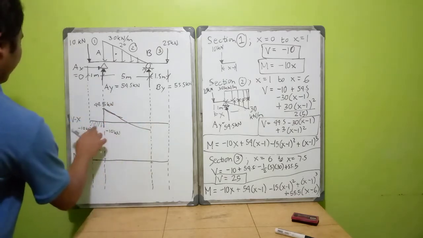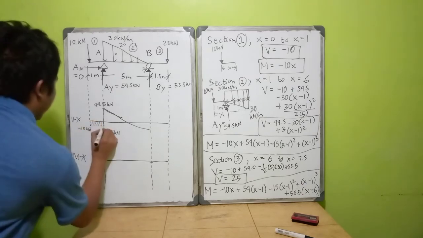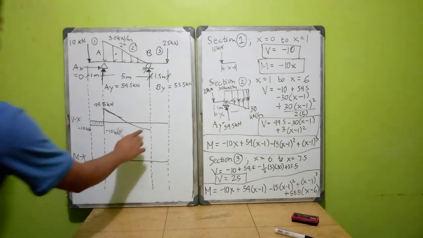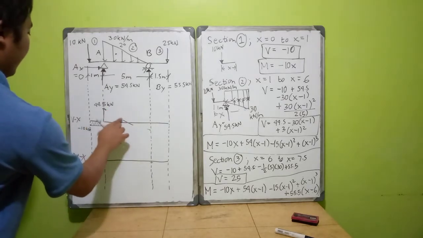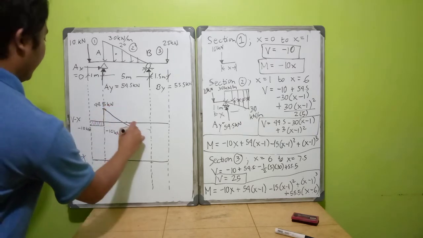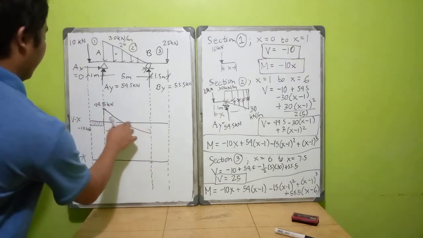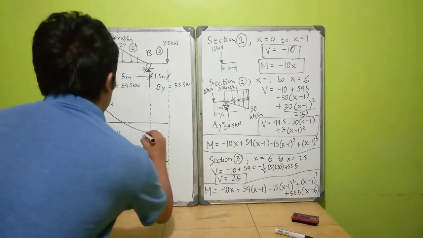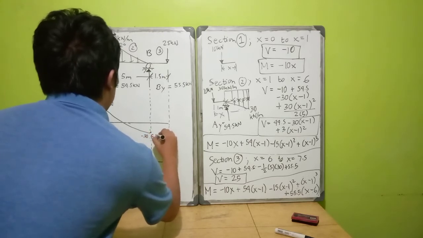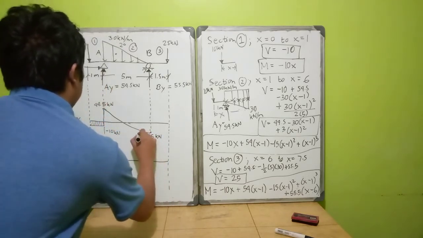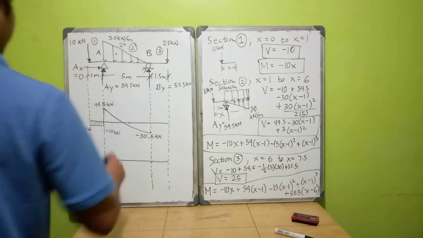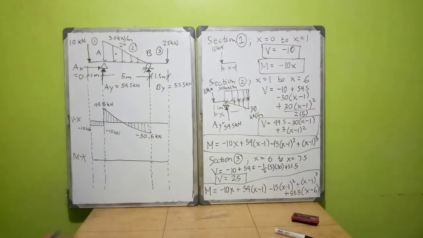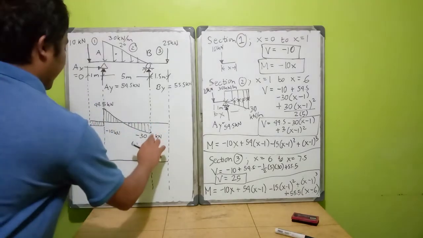Maybe this is too much. This is just a very small value. So let us transfer this 10 kilonewton lower, and this should be like this. So this is negative 30.5 kilonewton.